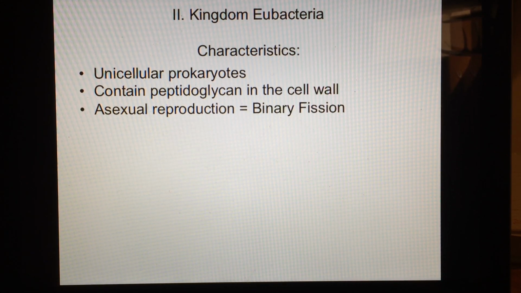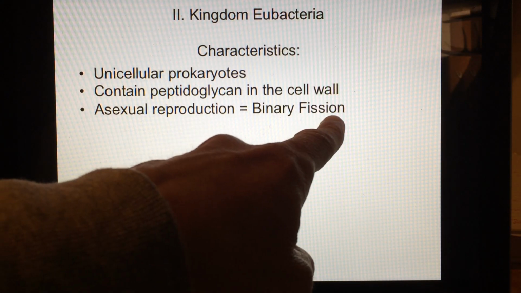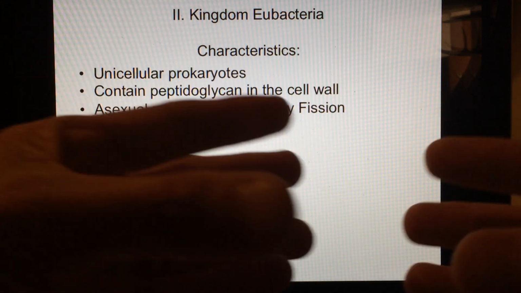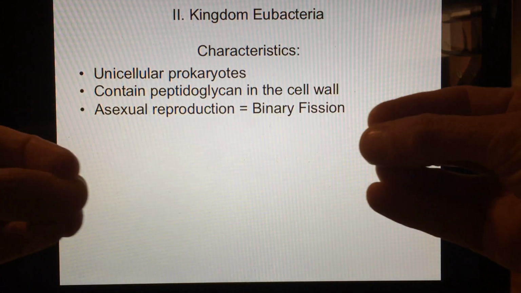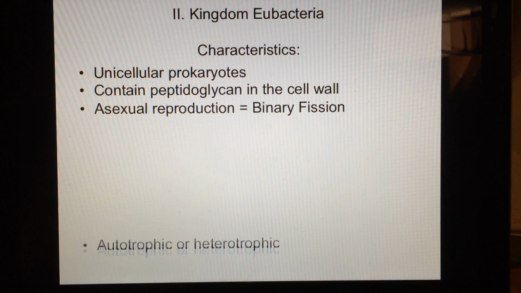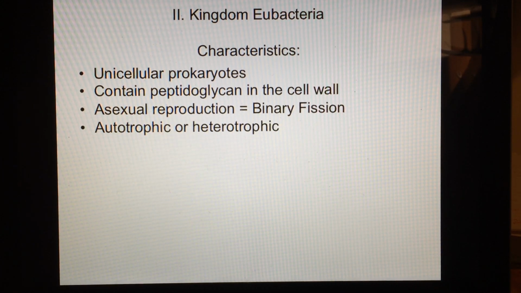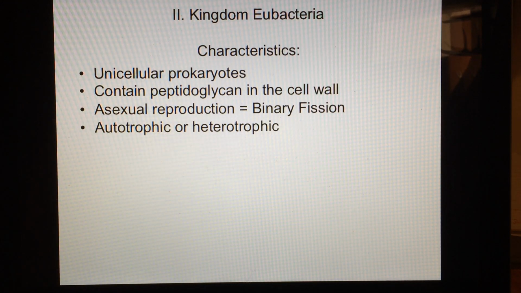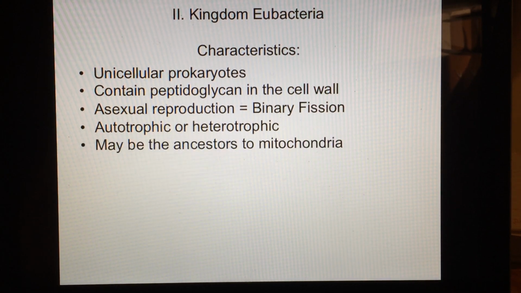How do they reproduce? Asexual reproduction through binary fission. That's the same in all bacteria for the most part. And you guys remember, fission means to split. Binary means into two. So you take one cell, and you just split it into two. Real simple. Eubacteria can be autotrophic. That means self-food, or heterotrophic, different food. So some of them make their own food, and some of them get their food from an outside source.